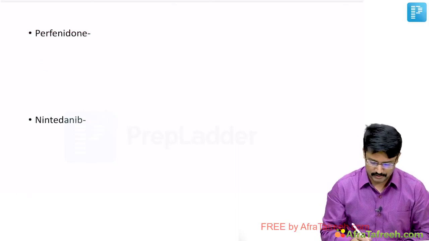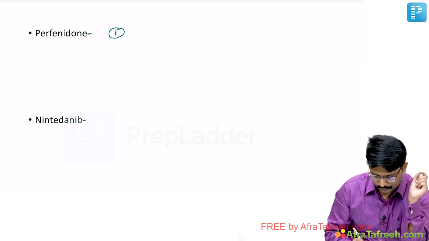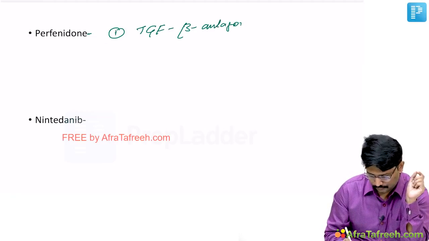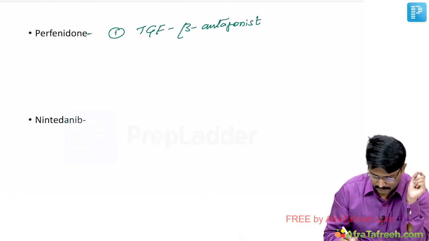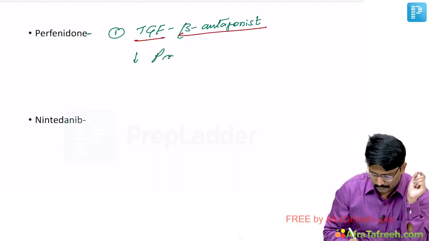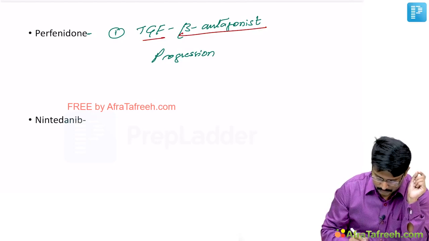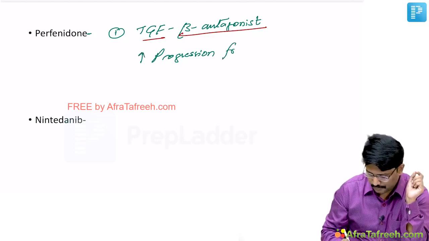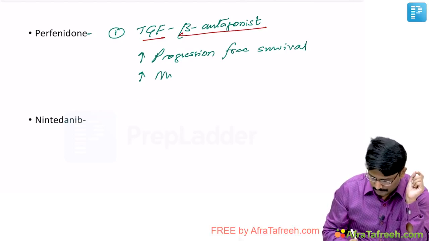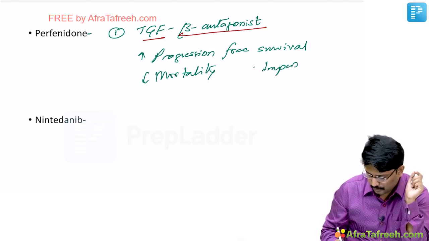Coming back to the two drugs we discussed earlier, pirfenidone is a TGF beta antagonist. This is a frequently asked drug, and it improves the progression free survival, improves mortality, and also to some extent improves effort tolerance or the quality of life.